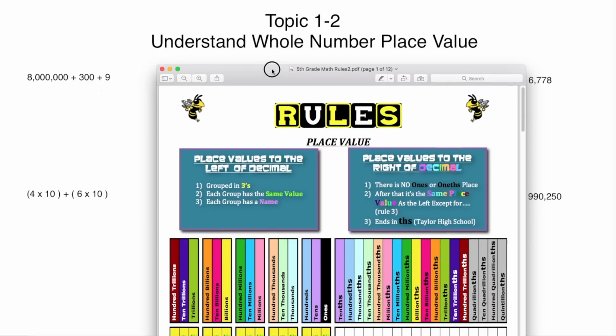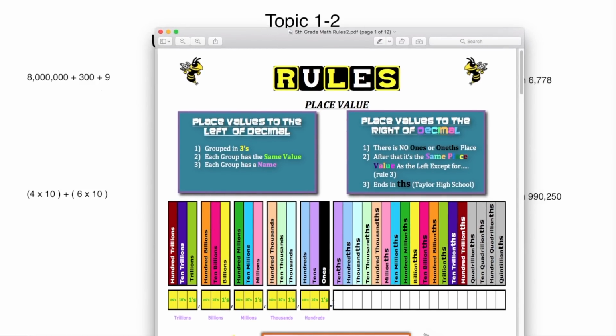If you look at the place value, we're not worried about the decimals from here over. Here's the decimal. Now, if you look, everything is grouped in threes to the left of the decimal: 1, 2, 3, 1, 2, 3, and so on. So the first thing is everything is grouped in threes very nicely.